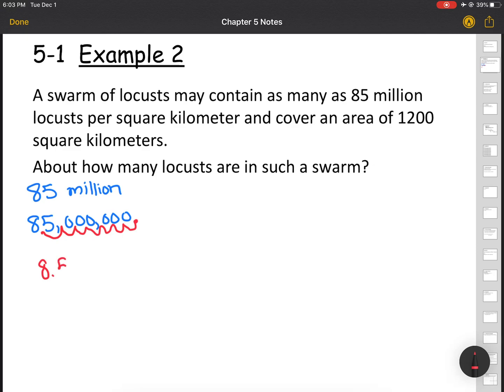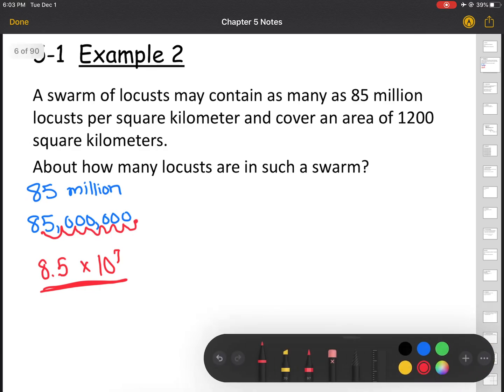So my decimal point's in between the 8 and the 5, the first two non-zero digits, times 10, and my exponent is 7, because that's how many places I moved to put it there. So here is that number in scientific notation.